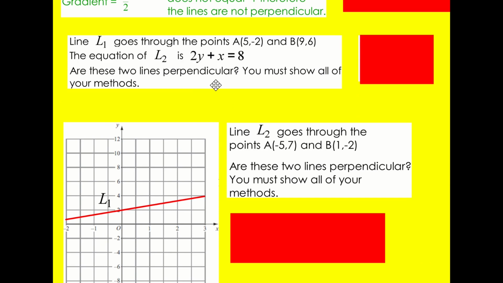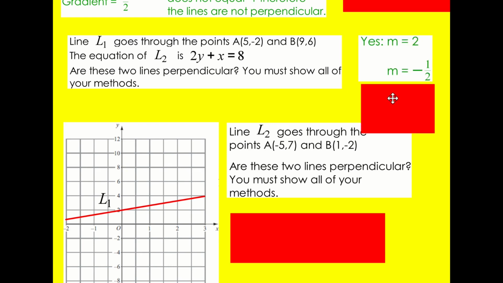Okay, this is a similar sort of question. So get the gradient of the line AB, which in this case is 2. I haven't shown working for it. Rearrange this equation to get the gradient of minus a half. Show that when you multiply them together, you get minus 1, and therefore, yes, they are perpendicular.